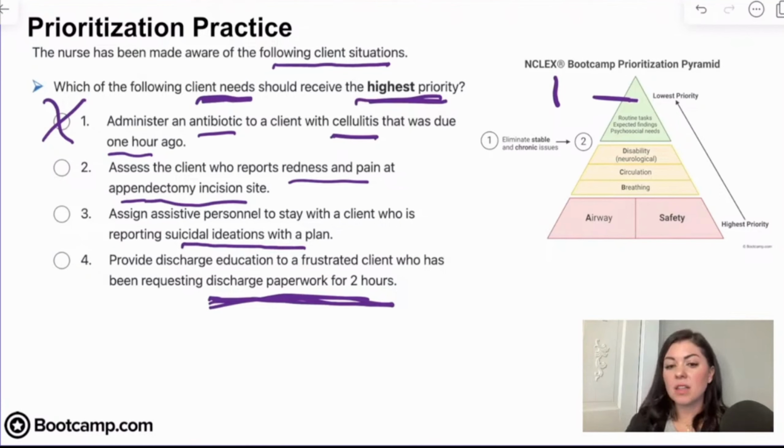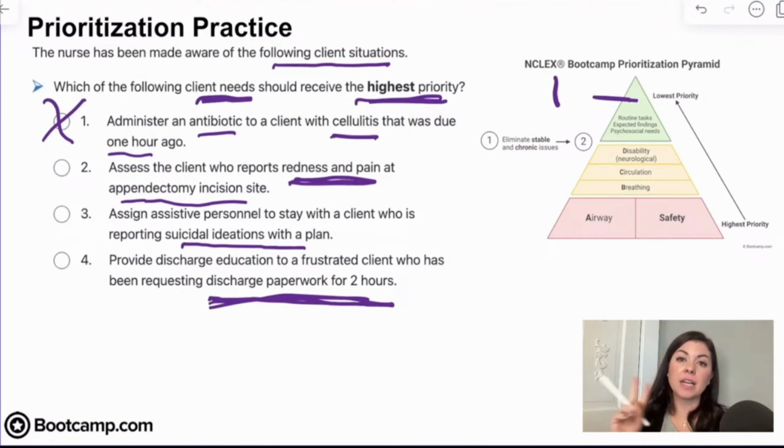Option 2, assess the client with redness and pain at their appendectomy incision site. So if you guys are caring for a client who has a surgical incision and now they're experiencing redness and pain, what do you guys think is happening? What are you anticipating? Depending on the level of pain and erythema, it could be a normal finding, just having some inflammation at the site from the surgical trauma, but what else might they be at risk for if they're having redness and pain at a surgical incision site? So we are concerned about infection, but right now it seems localized.